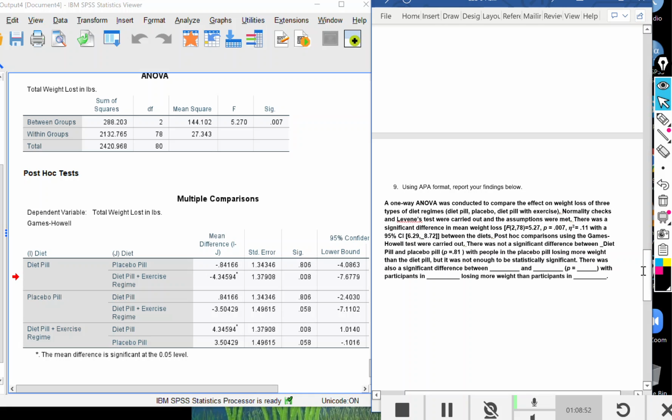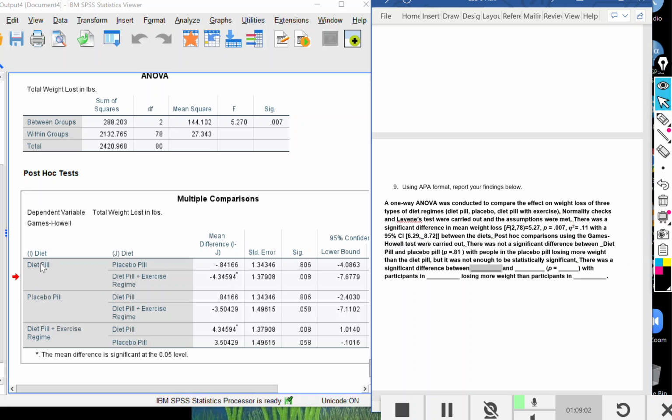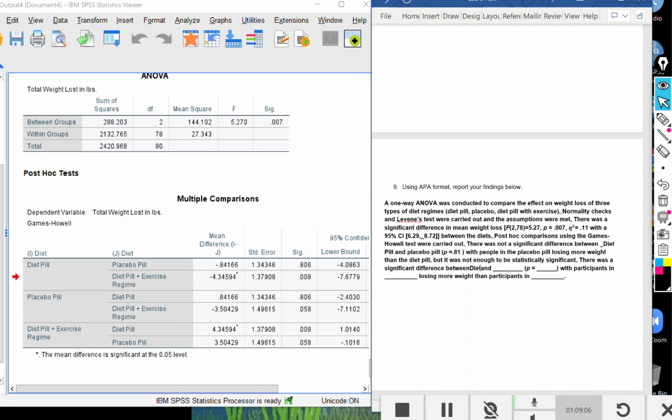There was also a difference between the diet pill and the diet pill exercise regime. And this p-value was equal to 0.008, with participants in the diet pill combined with exercise condition losing more weight than participants in the diet pill condition.